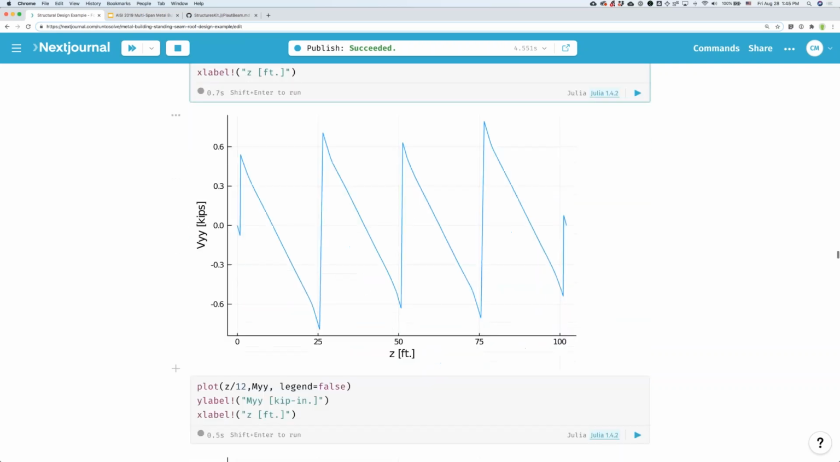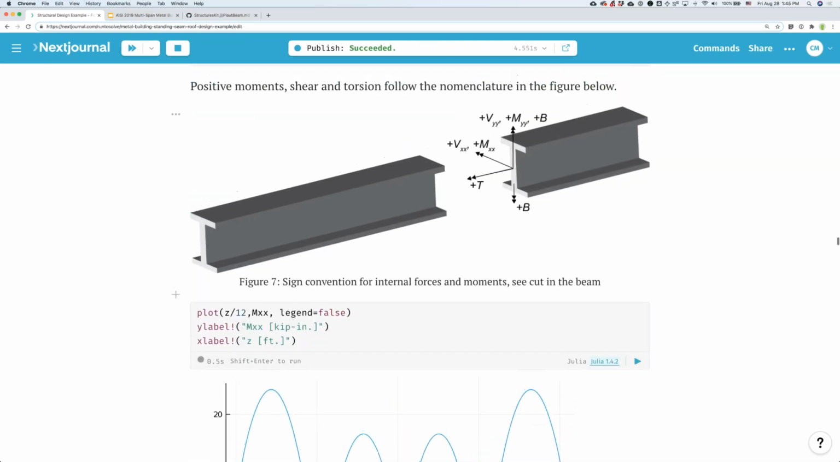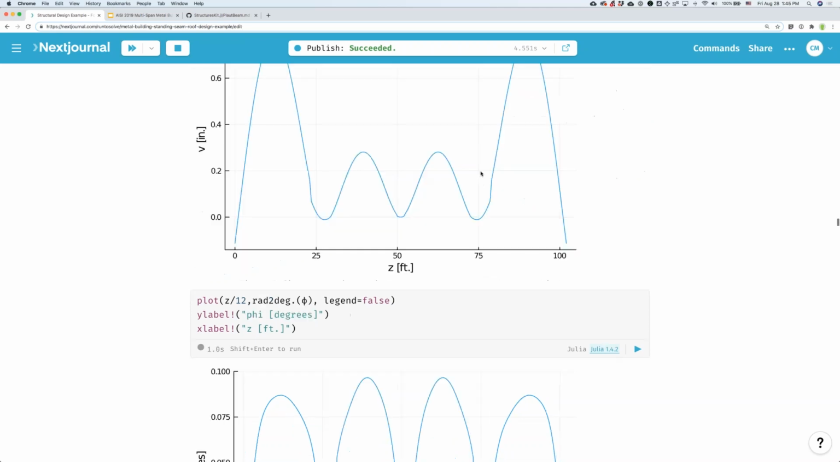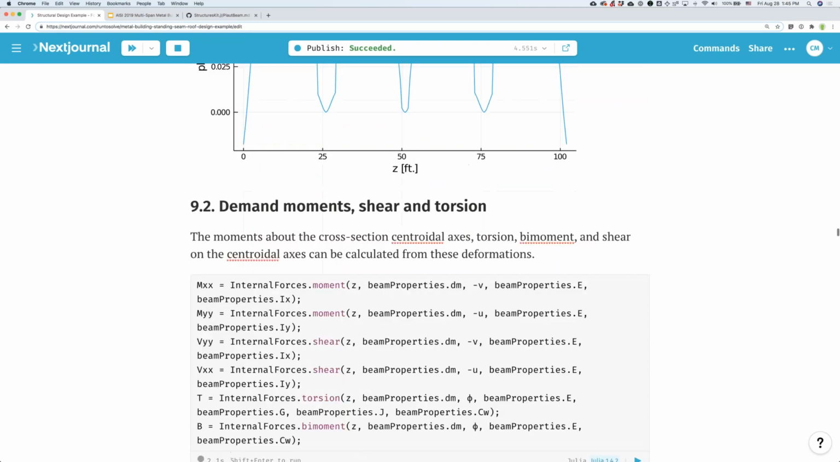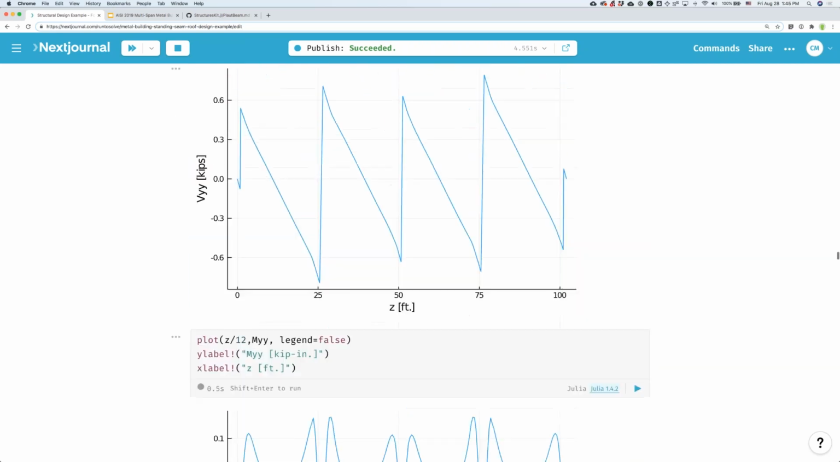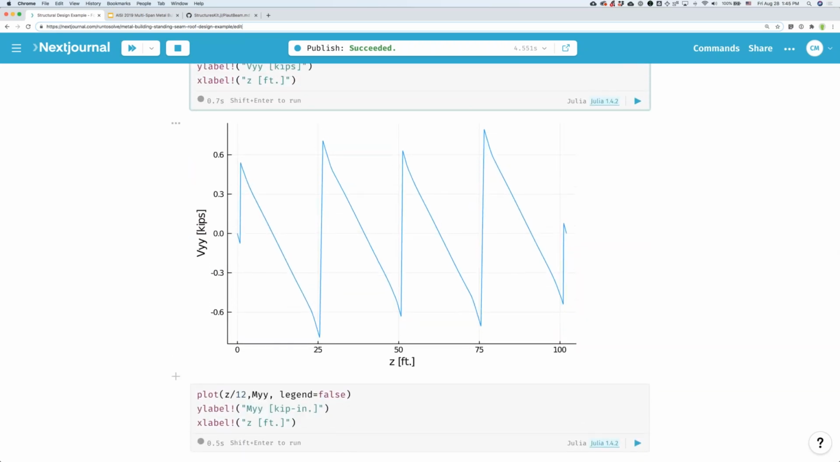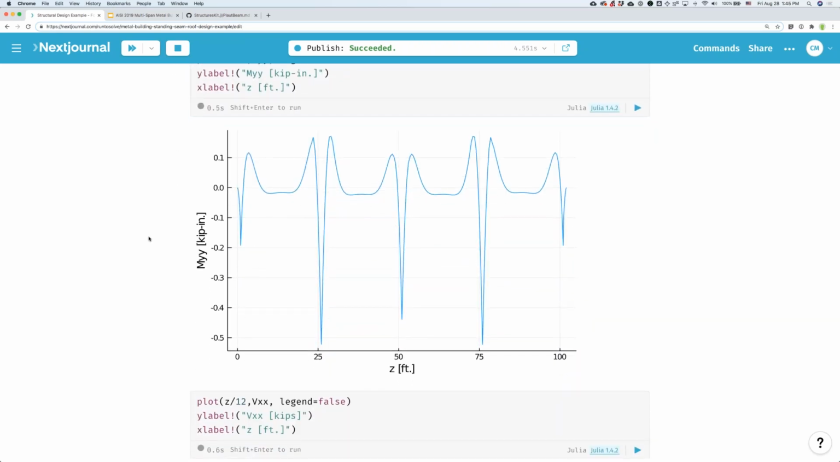But because we have a singly symmetric cross section, and because we also have a slope, like I'll go back up here, for the gravity case we have a component of the load in this direction. And all of that is considered here. And so when we plot the shear in the other direction and the bending in the other direction, we get some stuff. This is maybe sometimes not looked at or considered, but it's definitely interesting.